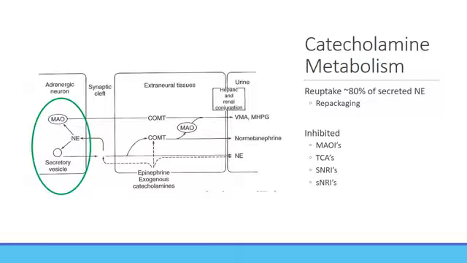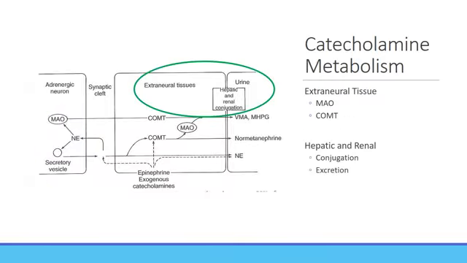catecholamine activity. We also see catecholamine metabolism occurring in the extraneural tissue and then hepatically, and within the extraneural tissue, the two enzymes that are primarily responsible there are MAO and COMT, so monoamine oxidase and catechol-O-methyltransferase. Those are both enzymes that help break down a lot of your exogenous catecholamines. And then the byproducts are essentially conjugated in the liver and then excreted renally.